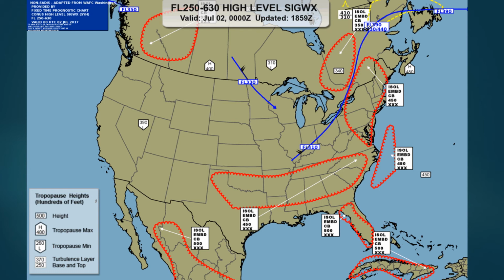Here we have the high-level significant prognostic chart, and still all those areas that had thunderstorms before, those thunderstorms are expected to continue over the southeastern states and all along the east coast. Looks like the jet stream over Illinois is at about flight level 410, and it's at about 100 knots, nothing too significant there. Tropopause, lowest is at low pressure over 390 in Nevada. Also have that jet stream just moving over Minnesota as well at flight level 330.